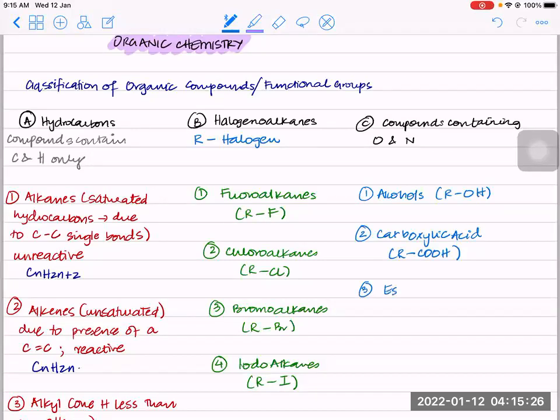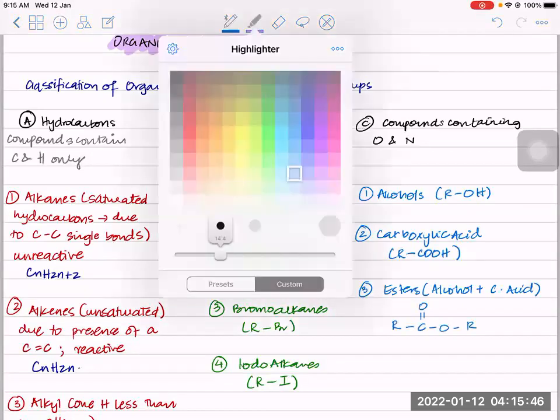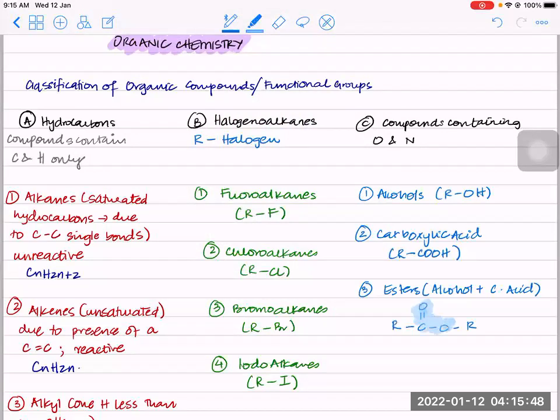Then we have esters. What are esters? These are alcohol plus carboxylic acid. So alcohol plus carboxylic acid gives you ester. And this is basically an R group with a C double bond O, single bond O, and another R. This link right here is the ester linkage. The C double bond O with a single bond is the ester linkage.